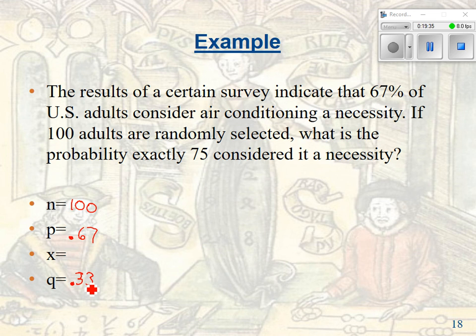That's what we want to happen. What do we want to happen this time? How many people do we want to say it's a necessity? So is it 0? 75. So our X this time is just 75. So we're just looking for the probability at 75. Now X could be 0, 1, 2, 3, all the way up to 100. But the one that we're looking at this time is just 75.